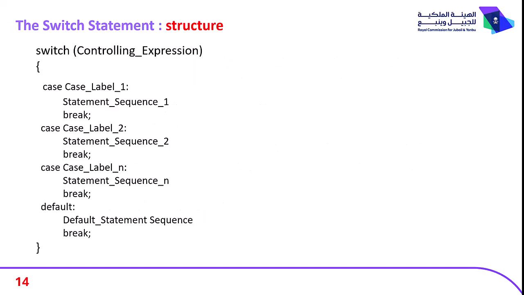Switch structure. Here is the general syntax. The controlling expression is evaluated once, then compared against each case label. Once a match is found, the sequence of statements runs until a break is encountered.